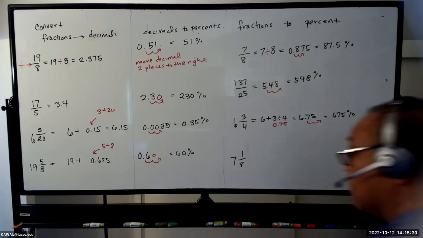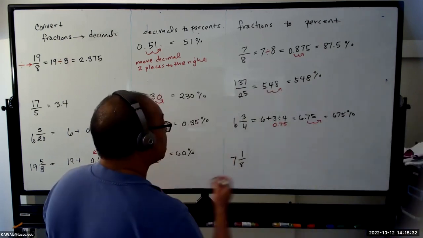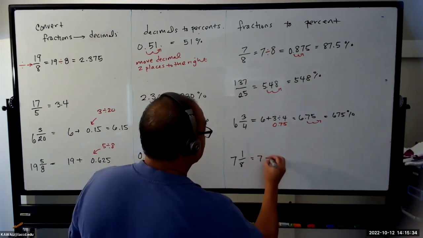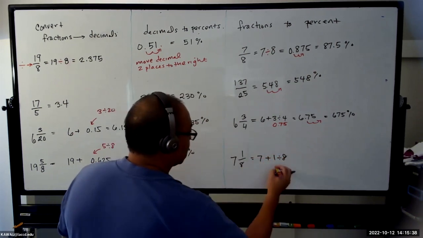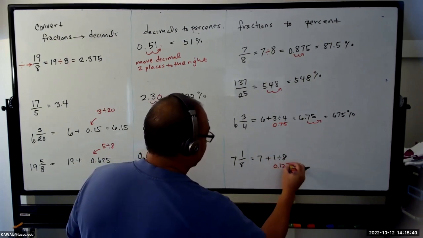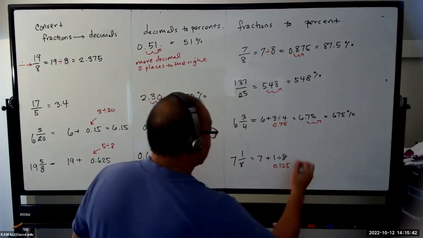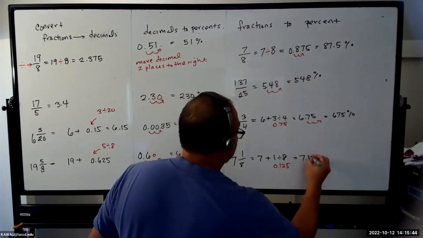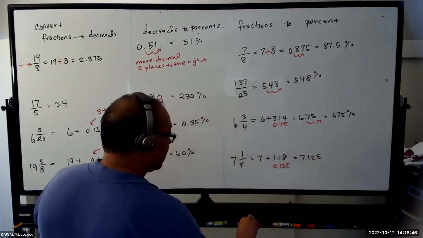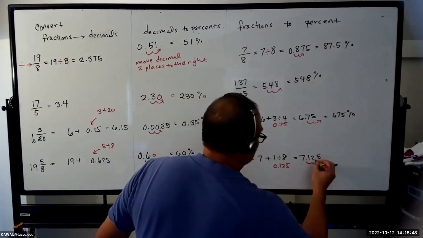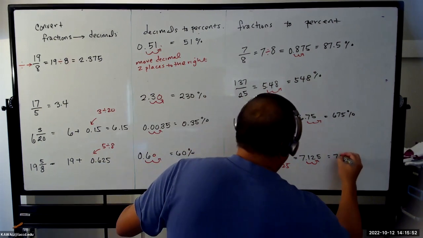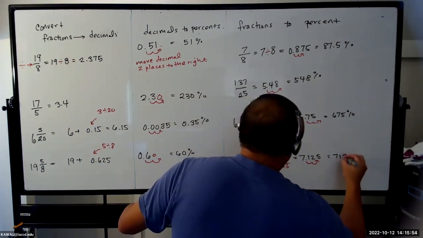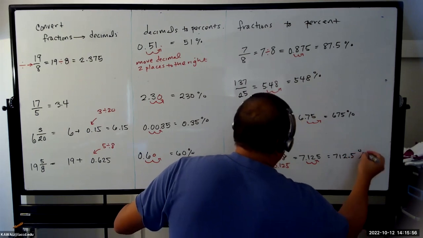Okay, so this will equal 7 plus 1 divided by 8. So this right here is 0.125. So I get 7.125, and then I'm going to move 2 places, and then I'll get 712.5, and then percent like that.